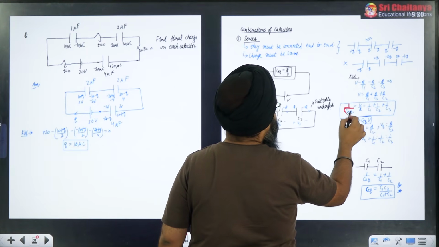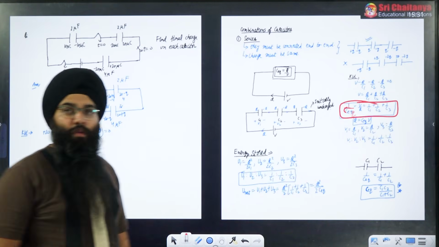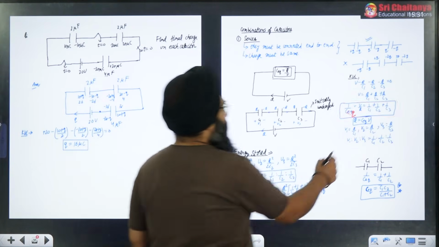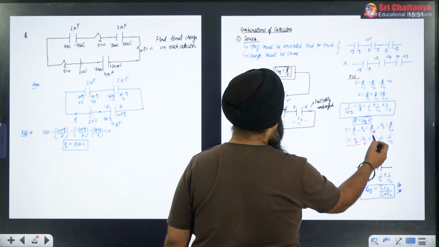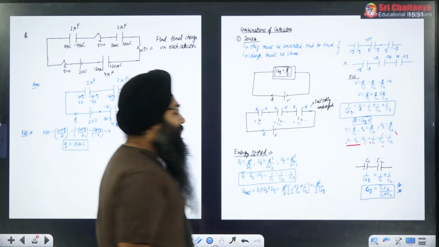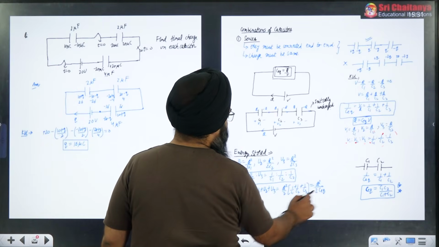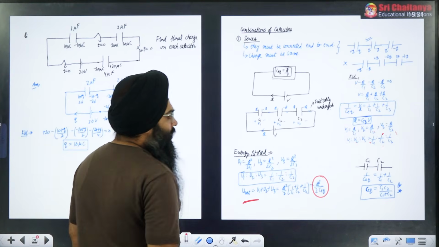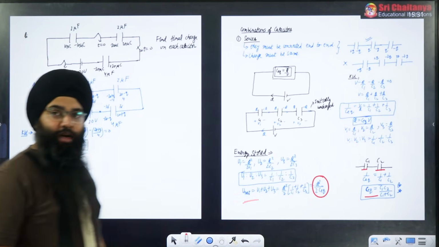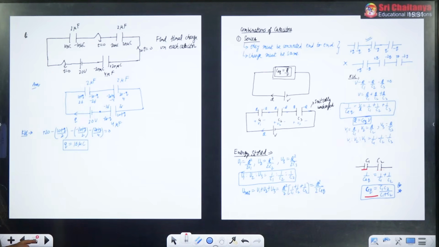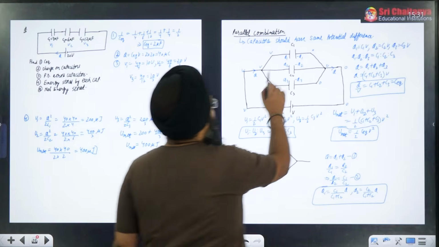So in series combination, the equivalent capacitance will be given by 1 by C equivalent is equal to 1 by C1 plus 1 by C2 plus 1 by C3. And the potentials will be in the inverse ratio of the capacitance. So V1 is to V2 is to V3 will be 1 by C1 is to 1 by C2 is to 1 by C3. Total energy stored will be Q square divided by 2 into C equivalent. And if two capacitors are given in series, then directly you can write C equivalent as C1 C2 divided by C1 plus C2.